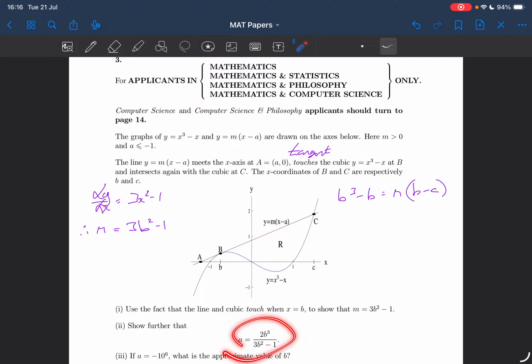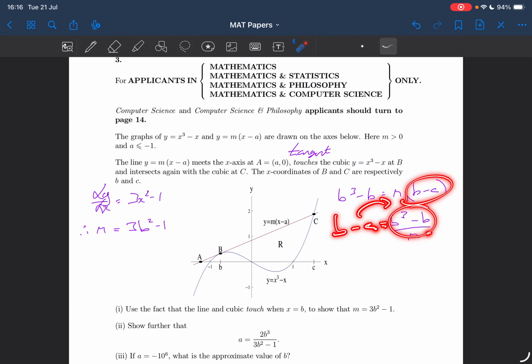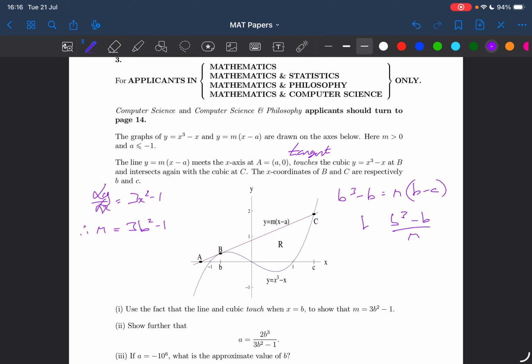We want to rearrange for a. So let's do that. We can divide by the m, so we're going to have b cubed minus b over m equal to b minus a. We want to get a by itself, so I'm going to add the a over and subtract this bit over. So basically b minus that stuff is equal to a. For m, from the last question we have this, so we can replace that and make one common denominator.